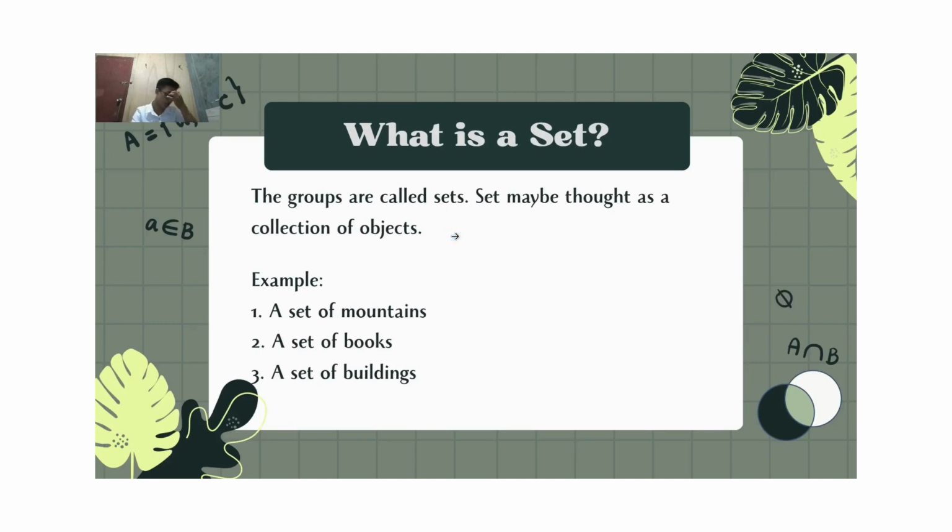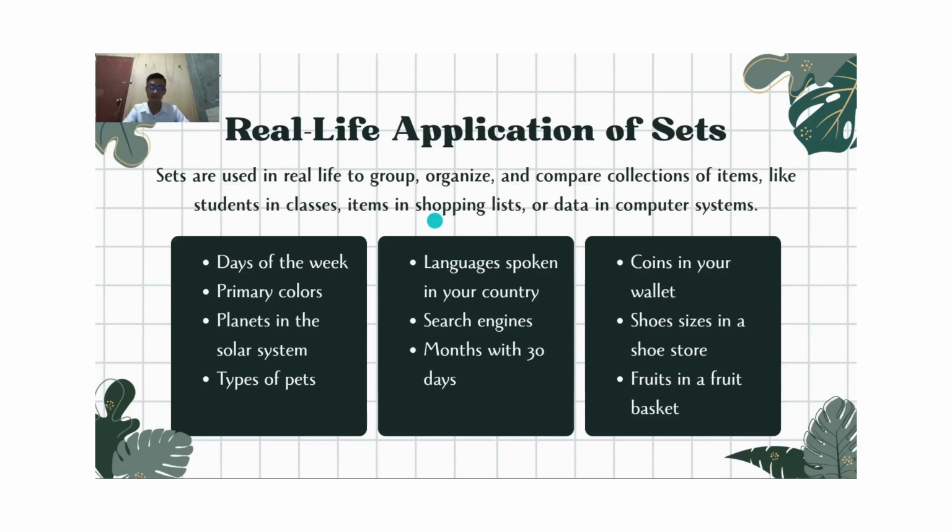On the next slide, first, we are going to define what a set is. It states there that groups are called sets. A set may be thought of as a collection of objects. For example, number one, a set of mountains. Secondly, a set of books. Thirdly, a set of buildings. Those are the examples regarding sets.